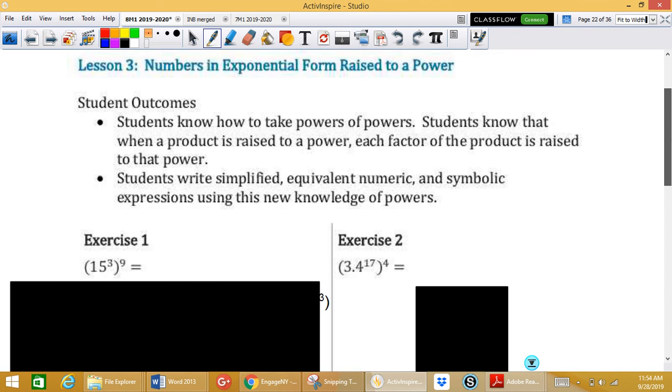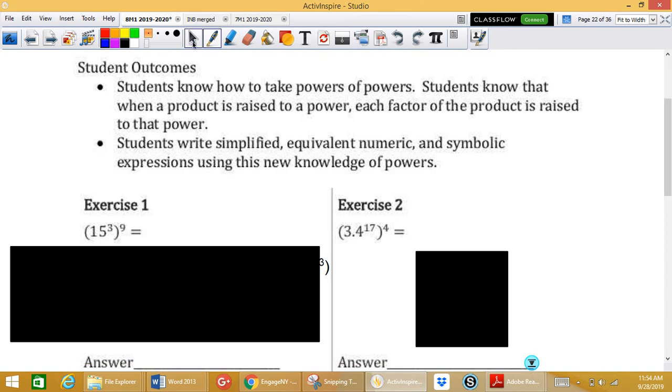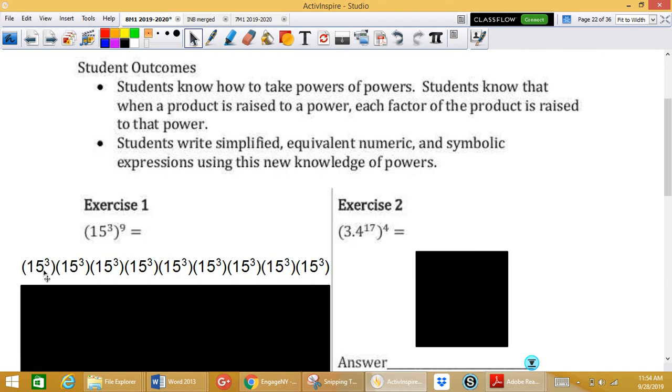So let's start with exercise 1. If I have 15 to the third 9 times, that means I have 9 15 to the thirds. So if I have 9 15 to the thirds, that means each one of the 15s in here is 3 of them. So if I just count, 1, 2, 3, 4, 5, 6, 7, 8, 9, 10, 11, 12, 13, 14, 15, 16, 17, 18, 19, 20, 21, 22, 23, 24, 25, 26, 27. So there's going to be 27 15s.